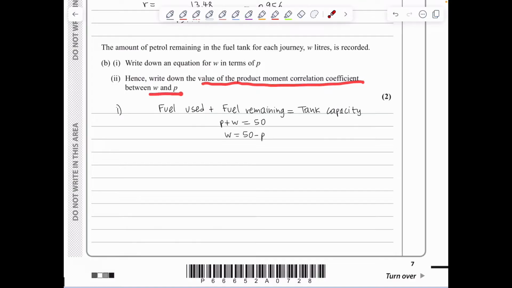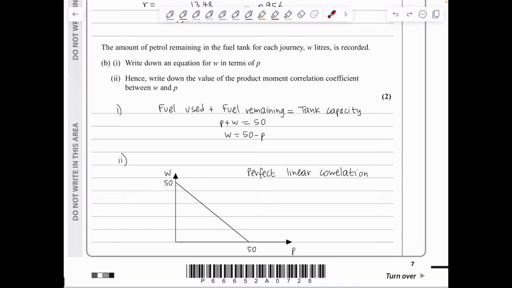We are then told to write down the value of the product moment correlation coefficient between W and P, and I will actually start by considering what the graph of W against P would look like. So this is obviously going to be a straight line cutting the W axis at 50 and the P axis at 50. So we're looking at perfect linear correlation, because if I give you the value of P, then you immediately know exactly the value of W. There is no randomness here.